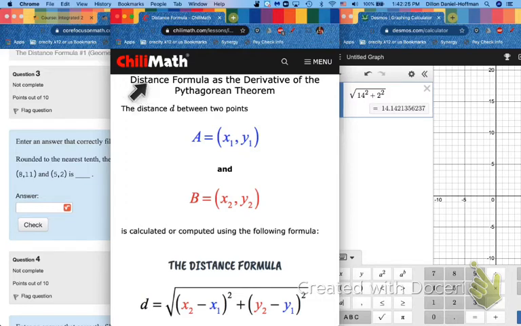A huge shout out to Chili Math. Not chill math, as I thought it was initially. Chili Math, and it looks like red chili. Shout out to my roots in New Mexico, red and green chili. This is the red chili math.